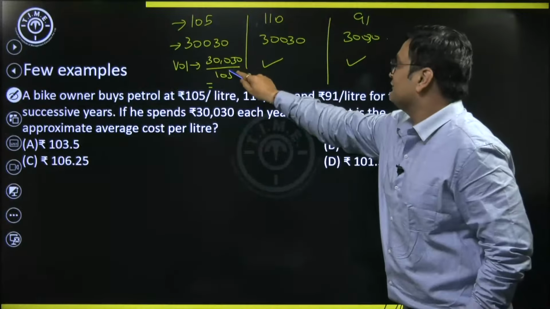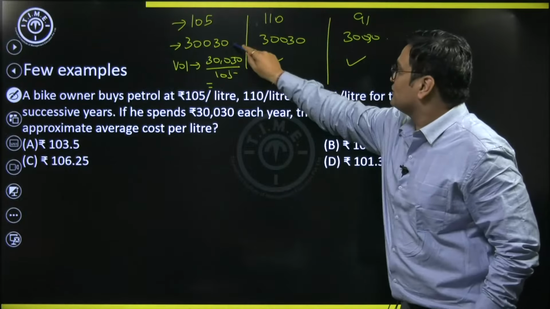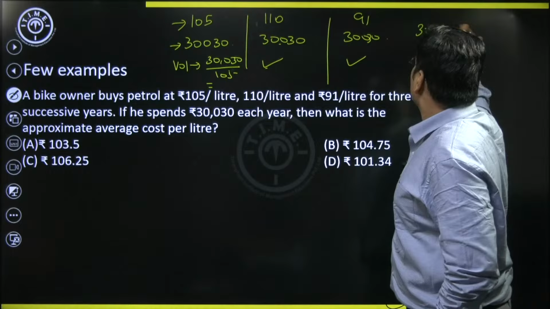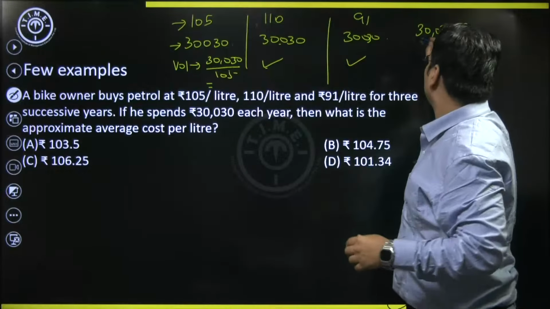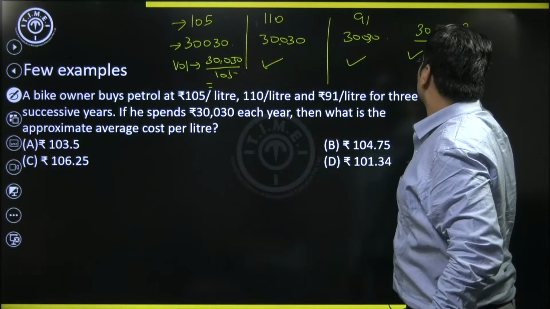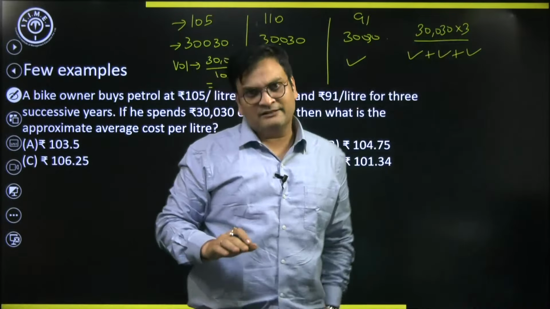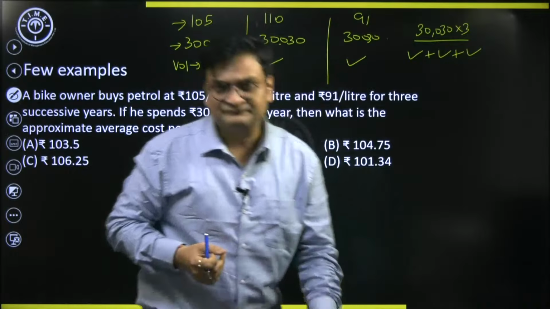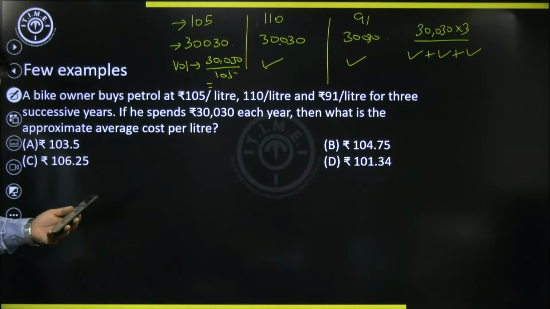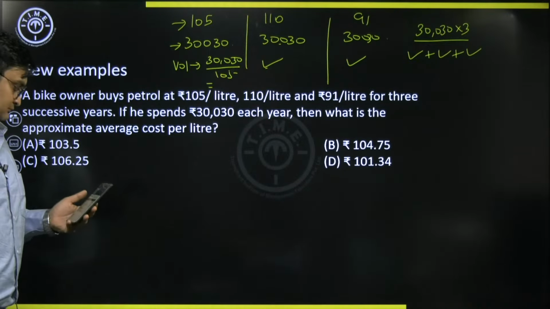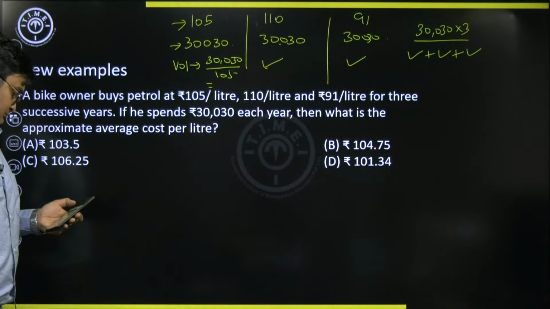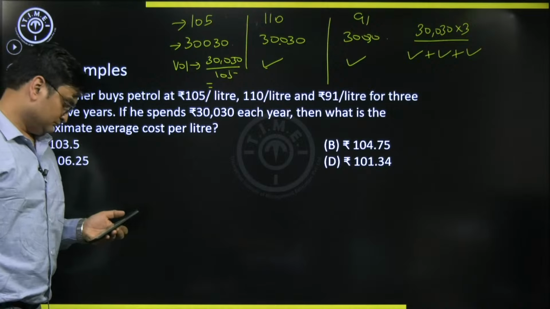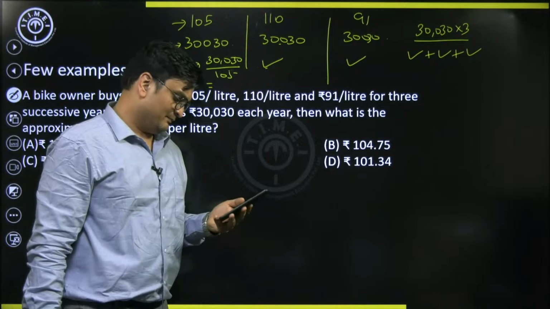Now, you know the total volume for the 3 years. You know the total amount spent for 3 years. And my answer will be 30,030 into 3, because you're talking about 3 years, divided by the total volume. This should give us the answer. Is this the approach we have used, Ankan and Swara? Yeah, this is how we do it.